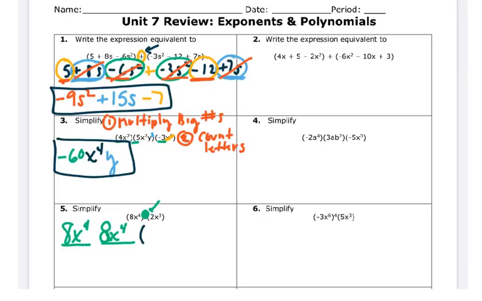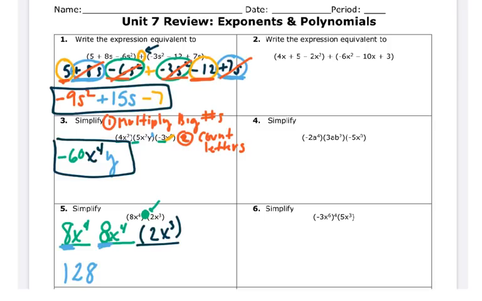There's also a 2x to the 3rd in this question. So we multiply, go back to these rules from number 3. We multiply all of our big numbers. 8 times 8 is 64. 64 times 2 is 128. Okay, so I multiplied all those big numbers.